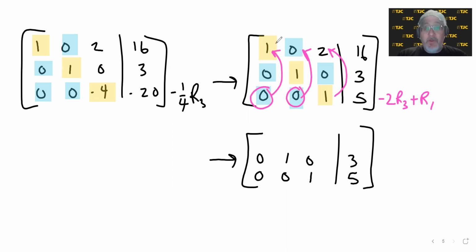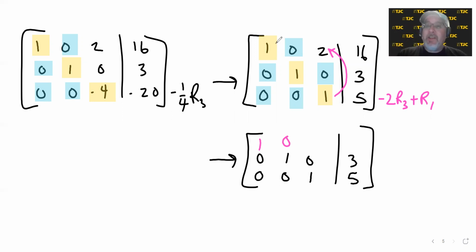In the first column, -2 times 0 is 0, plus 1 is still 1. So nothing's really going to change there. And in the second column, -2 times 0 is 0, plus 0 is still 0. You'll notice that these perfect columns don't change as we move forward. So you can just look to the right.